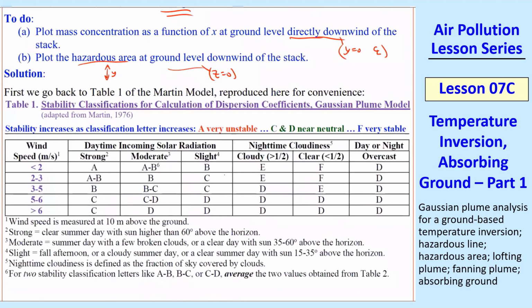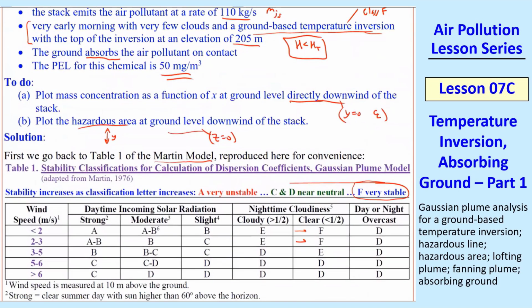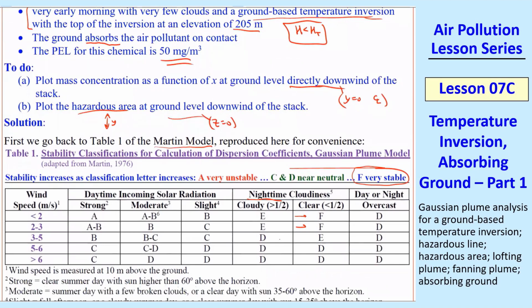I want to just go back to this stability classification table of the Martin model that we've talked about before. We keep using this for all our problems. And notice the only places you see F are these two places. Remember, F is the most stable situation. And this says nighttime, but nighttime can extend to very early morning. So just after nighttime, this is still valid. And the speed has to be less than 3 meters per second. And it has to be clear. You can't have a lot of clouds.